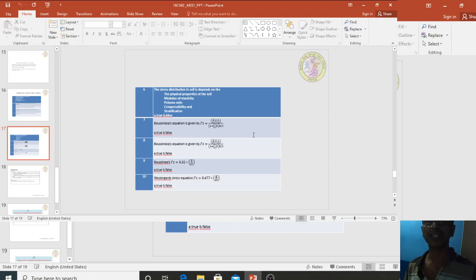That is option A. Boussinesq's equation is sigma z is 0.32 into q by z square. No, it is false. It is B. The Westergaard's equation is 0.477 q by z square. It is wrong. It is 0.32 q by z square. Therefore, the option is B.